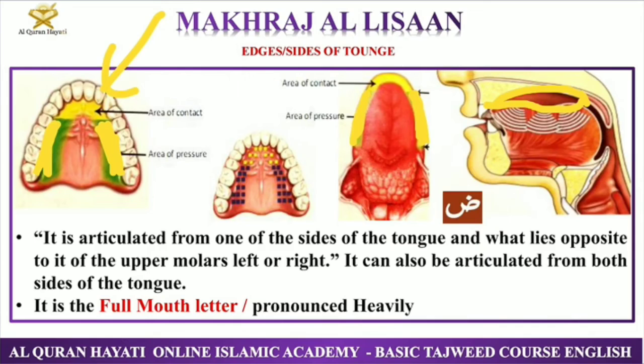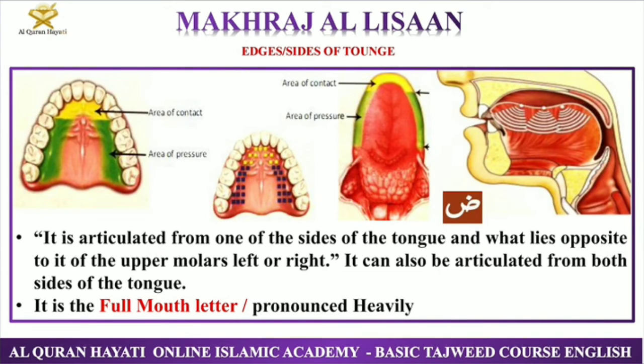The space between your roof and the tongue is very small, and you do isti'ala also because it is a heavy letter. You'll not just touch these sides to the upper roots, but also raise your back portion of the tongue towards the soft palate. You will not touch there, you will just raise it. While rising, it will create a very narrow space here, and so this is a heavy letter pronounced using the sides of your tongue.